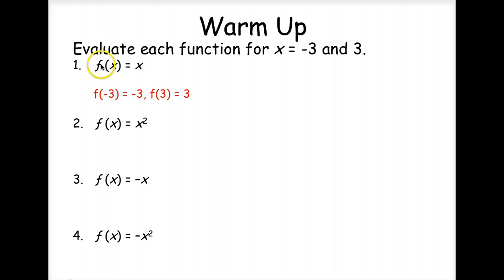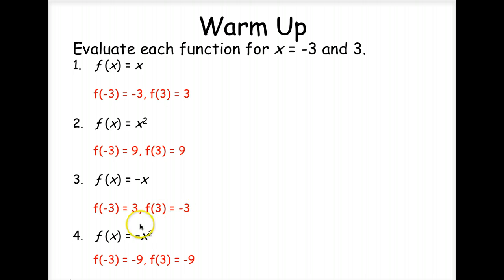All right, we are evaluating f of x equals x for -3. So whatever x is, f of x is, that's what x is. Here we're going to put a -3 in for x. So -3 squared is 9, positive 3 squared is 9. The opposite of x, so the opposite of a -3 is a positive 3, and the opposite of a positive 3 is -3. And this is the opposite of the number squared. So -3 squared is 9, and the opposite is -9. 3 squared is 9, and the opposite is -9.